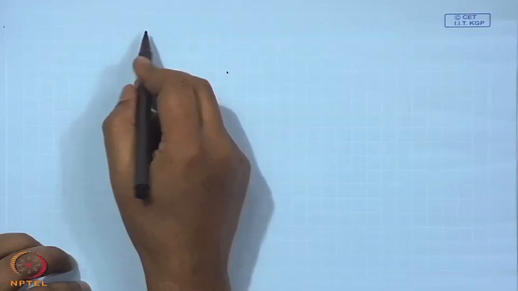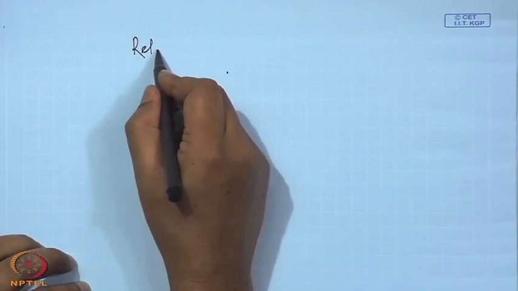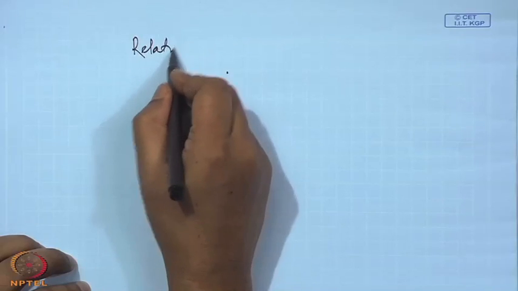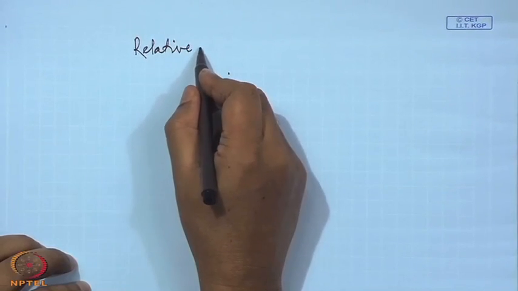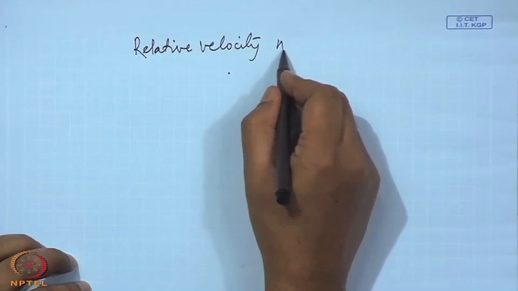And now, let us look at something a little different, the relative velocity. What exactly does the relative velocity lead to in case of fluid motion? So, relative velocity near a point.